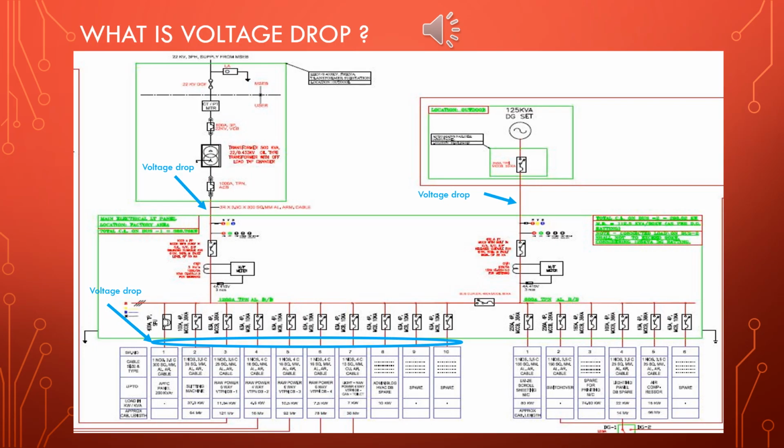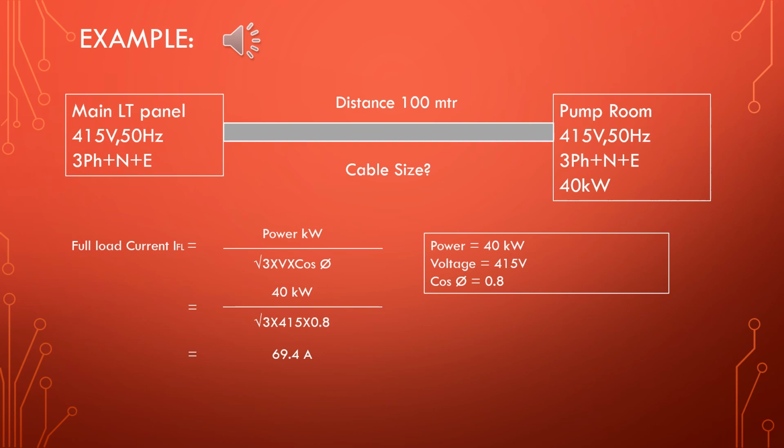When power is transmitted from one location to other, the voltage is dropped due to resistance and reactance of the cable. Look at the below single-line diagram. Some of the locations where voltage can drop while transmitting power from source to feeder are marked in blue. Look at the below example.